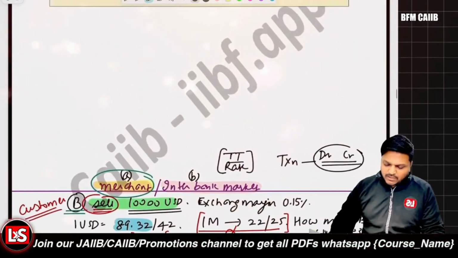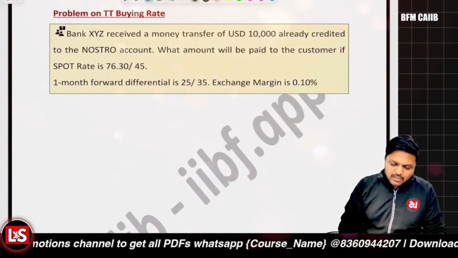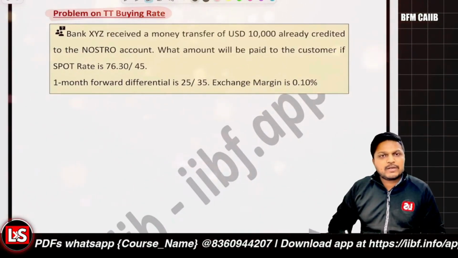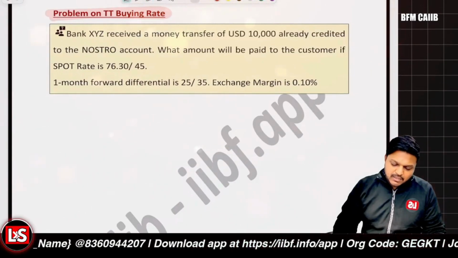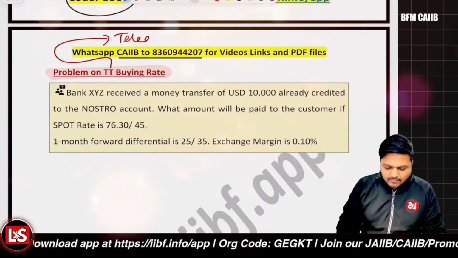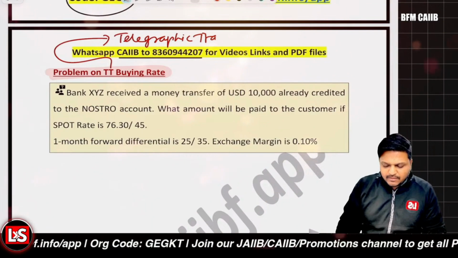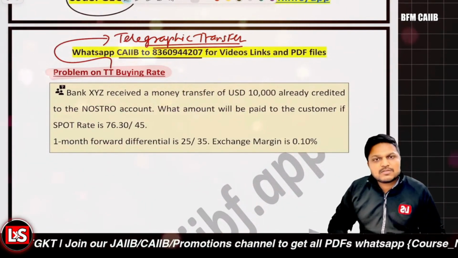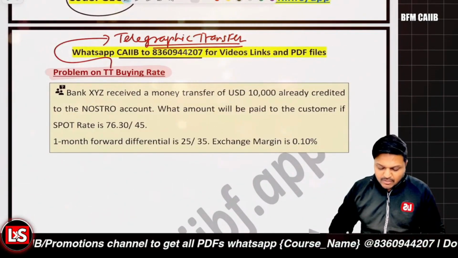Now let's move toward the case study question that's also related to the TT buying rate. Now, how are we going to identify if the transaction is a TT transaction or not? TT means telegraphic transfer. If there is no lag between the transactions, then it is a TT transaction, a telegraphic transfer transaction, right?